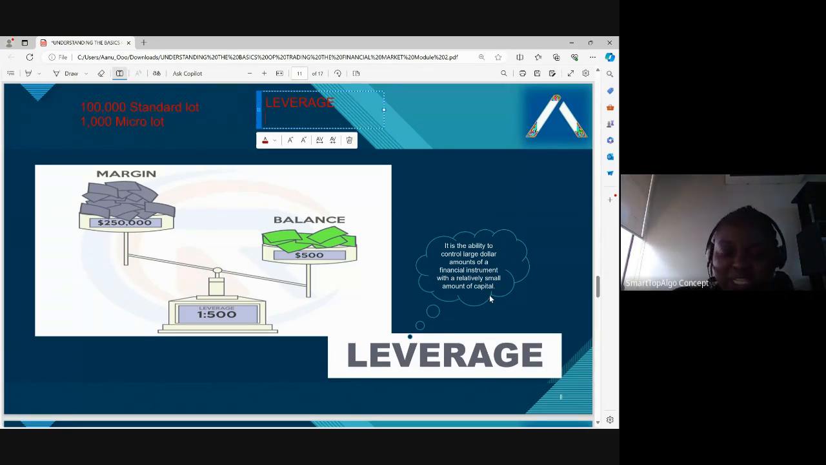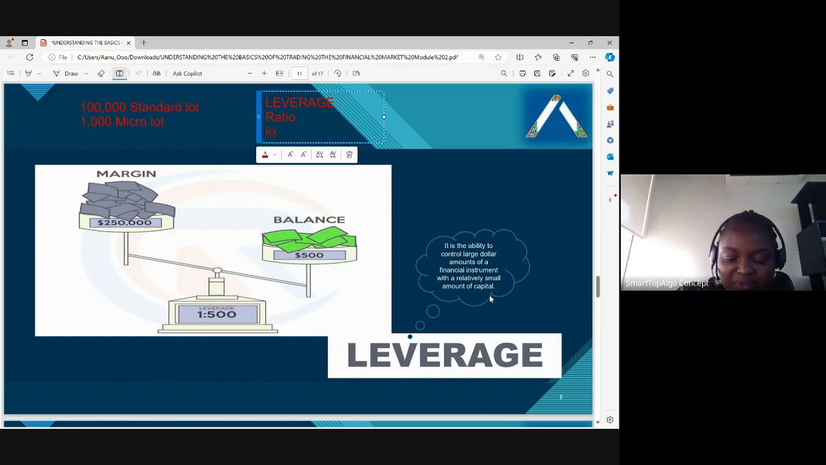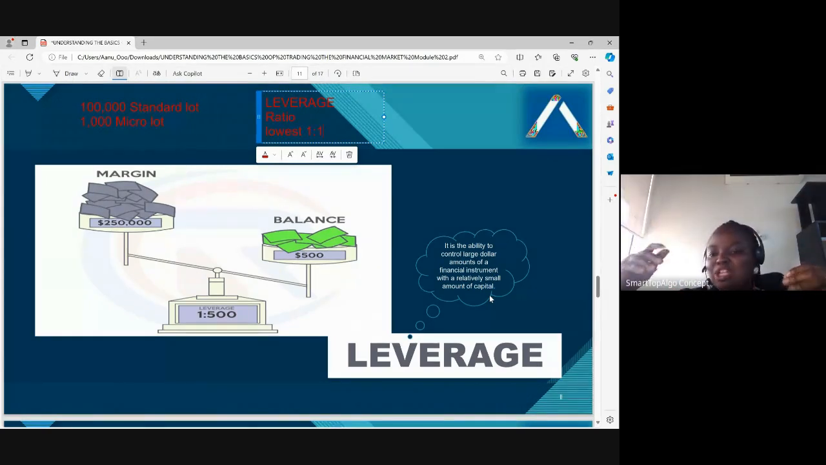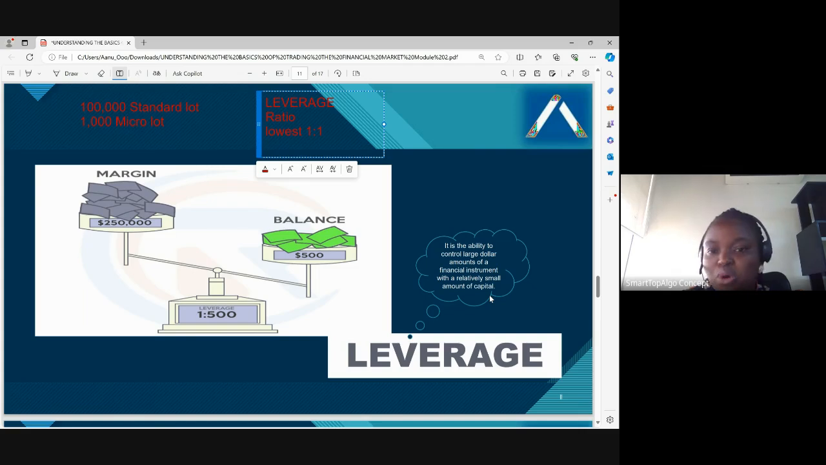Now, I said leverage is measured in ratio. The lowest leverage you can have is 1-to-1. If you pick 1-to-1, it means I just want to trade with my money. I don't want to use anybody's money. I don't want to control big funds. I want to use my capital to trade, which is the best way. You won't be able to enter too many trades, and you will be able to secure your capital. But apart from 1-to-1, we have ratio 1-to-10.